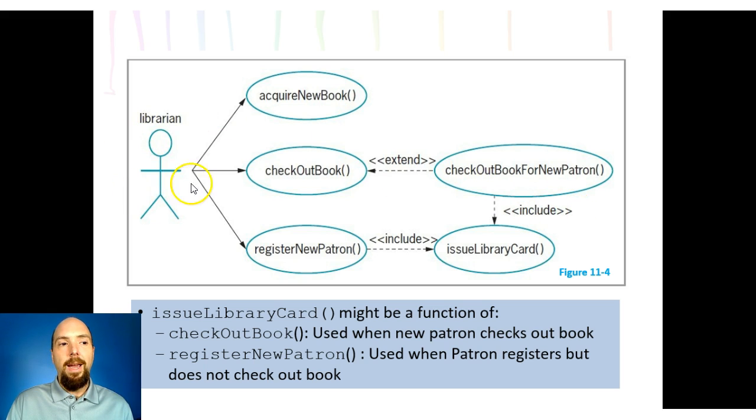So in this case, our actor is the librarian. The librarian acquired a book. Somebody came in to check out the book, but they're a new patron, so we need to check out the book for a new patron.